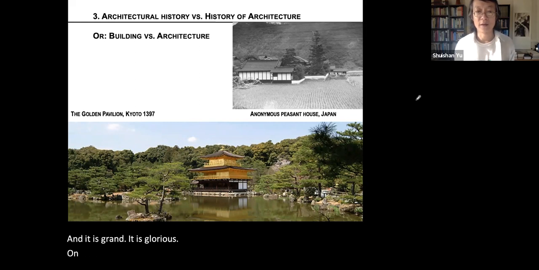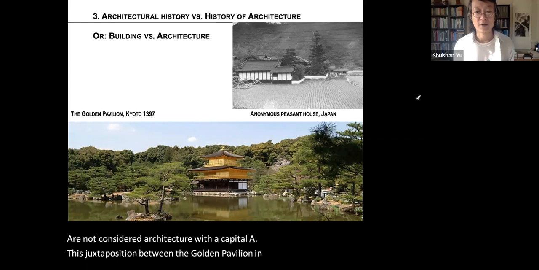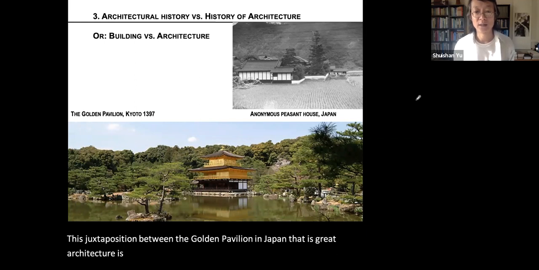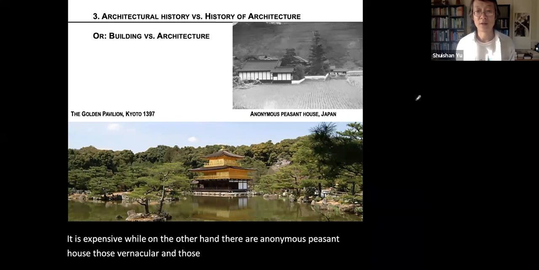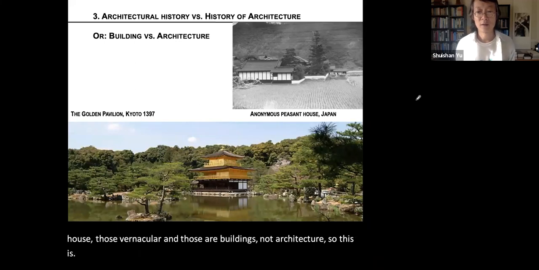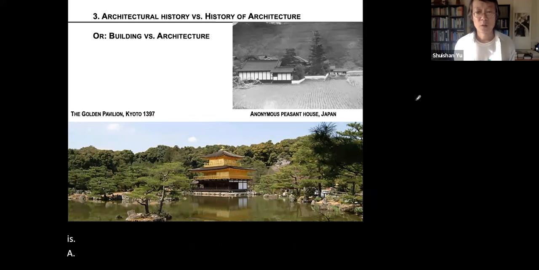On one hand. On the other hand, they are just mere buildings. Those buildings are not considered architecture with a capital A, like this juxtaposition with the Golden Pavilion in Japan. That is great architecture, it's golden, it is elegant, it is expensive. While on the other hand, there are anonymous peasant houses, those are vernacular, and those are buildings, not architecture. So this is a kind of popularized view about architecture.